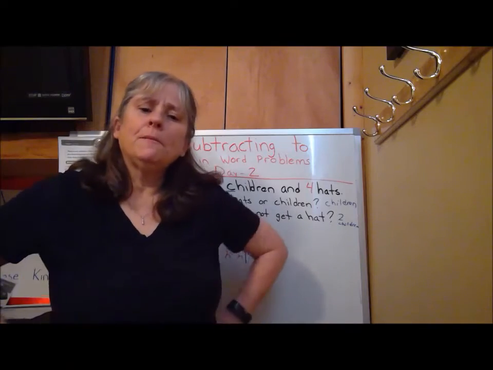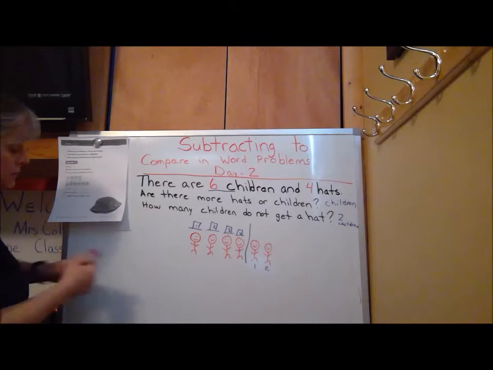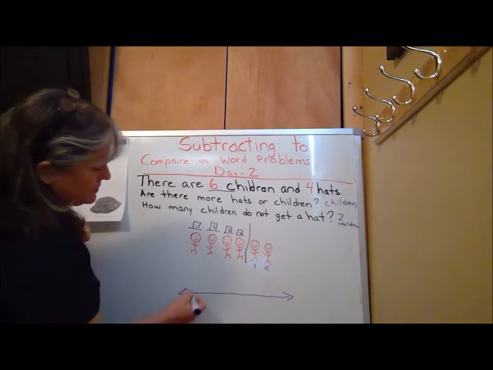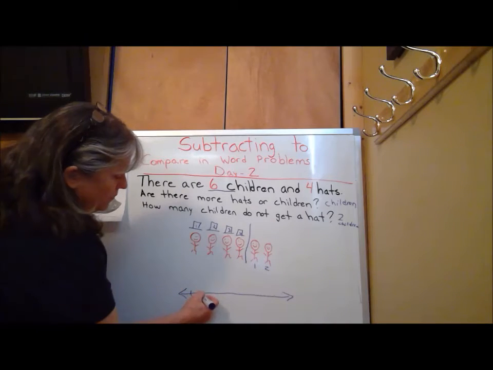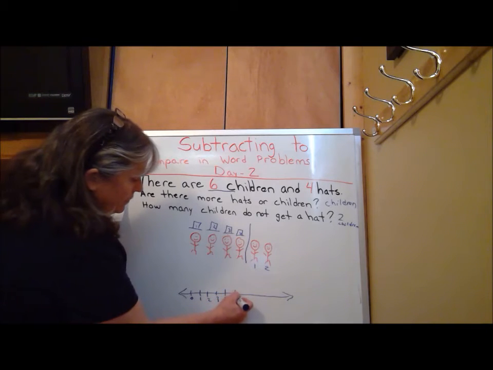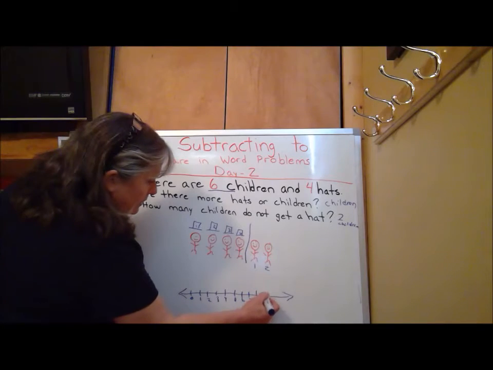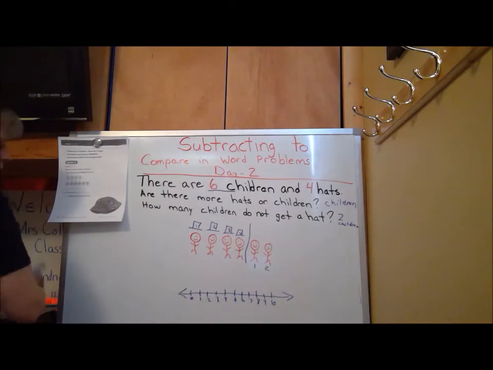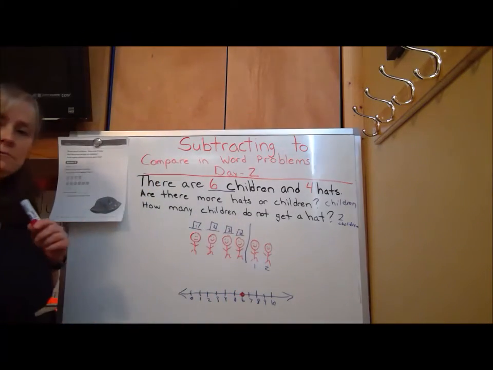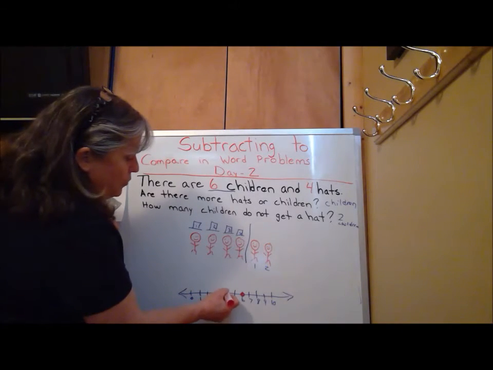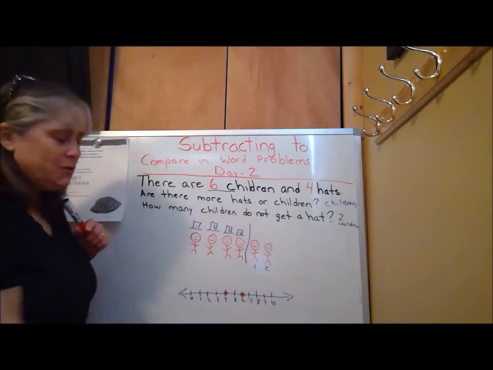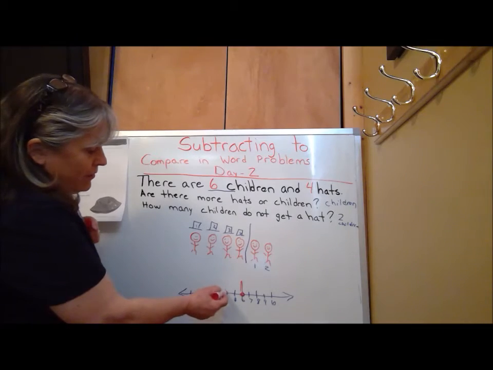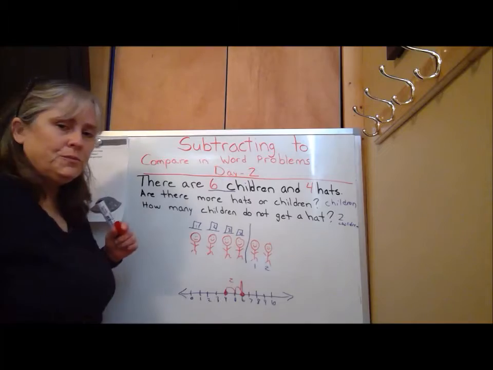Could I have done it another way? What do you think? Number line? Let's try the number line. All right. So let's go like this. I'm going to take my number line down here. And I'm going to say, I'll start here. 0, 1, 2, 3, 4, 5, 6, 7, 8, 9, 10. All right. So how many children do I have? I have 6 children. So I'm going to put a big red mark there. 6 children. How many hats do I have? I have 4 hats. So looking at our number line, you can tell right away that we have more children than hats, right? Because it's a bigger number. It's further on the number line. And if I go like this, I can count 2. So that was another way.